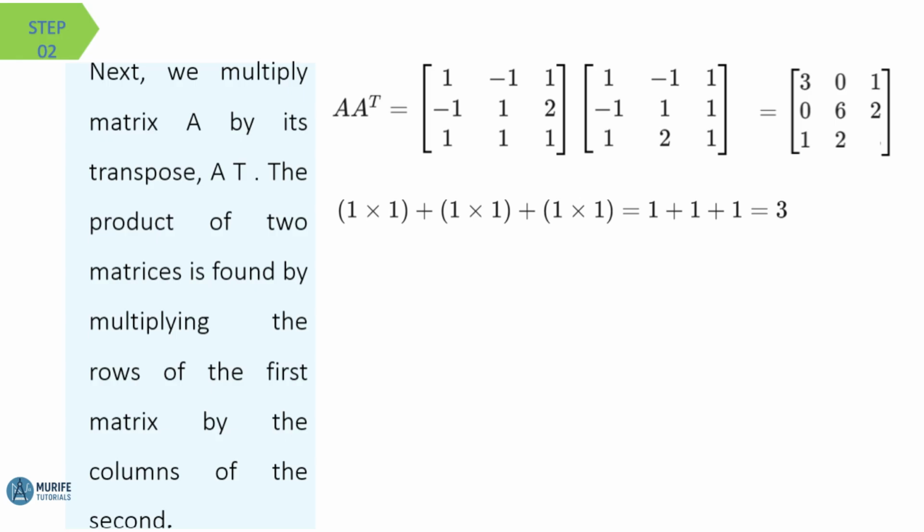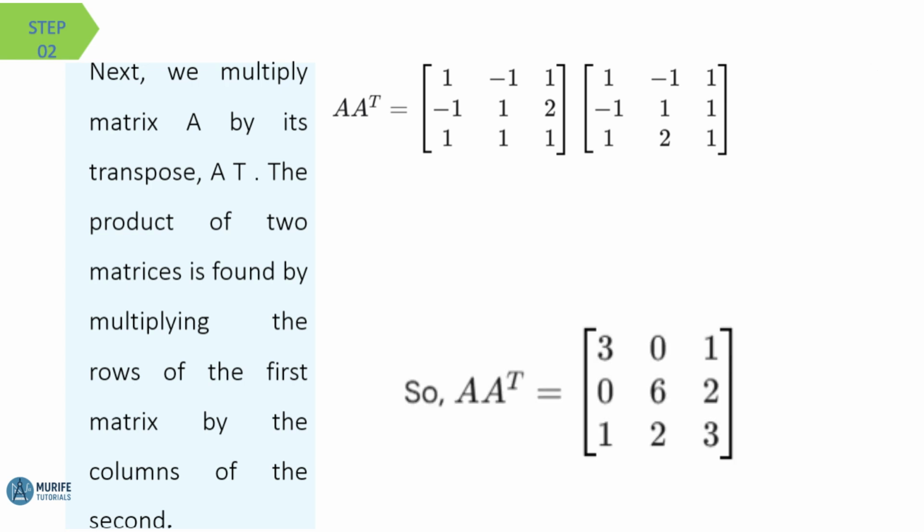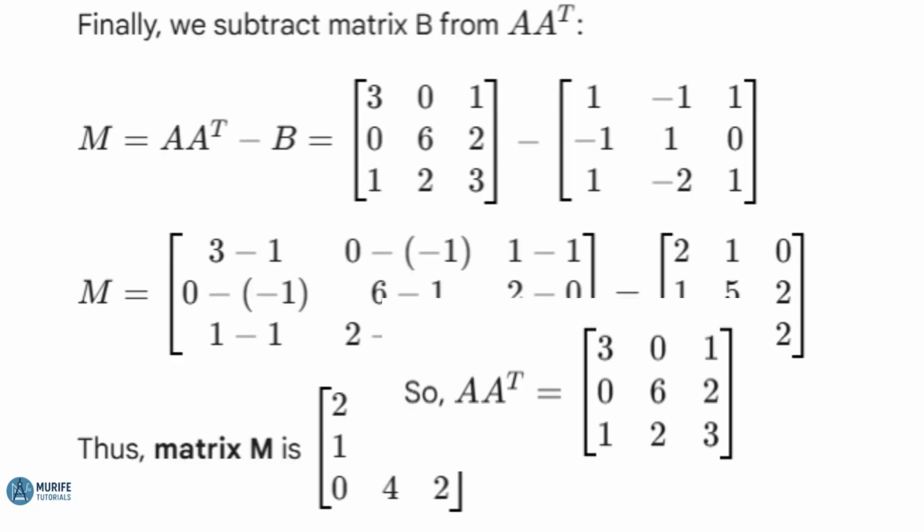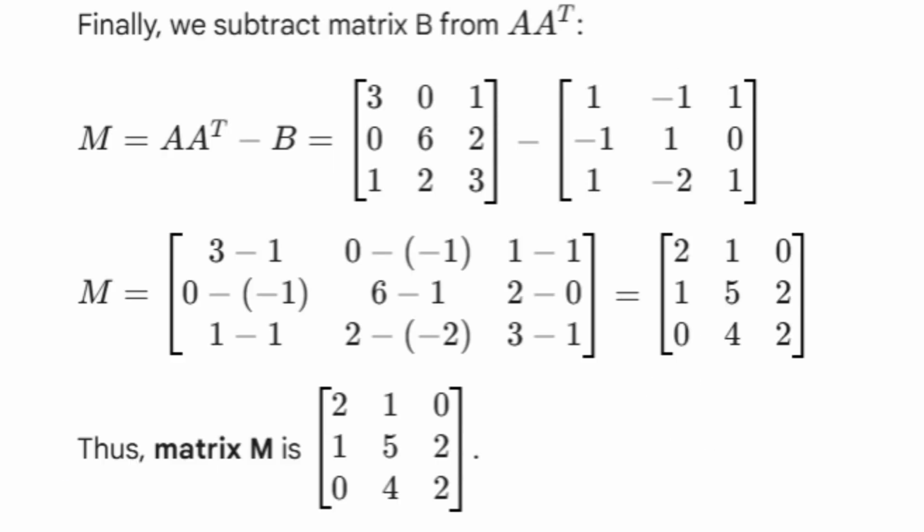Next, 1 times 1 plus 1 times 1 plus 1 times 1, which gives a total of 3. Finally, we subtract matrix B from A transpose. Thus matrix M is as shown.